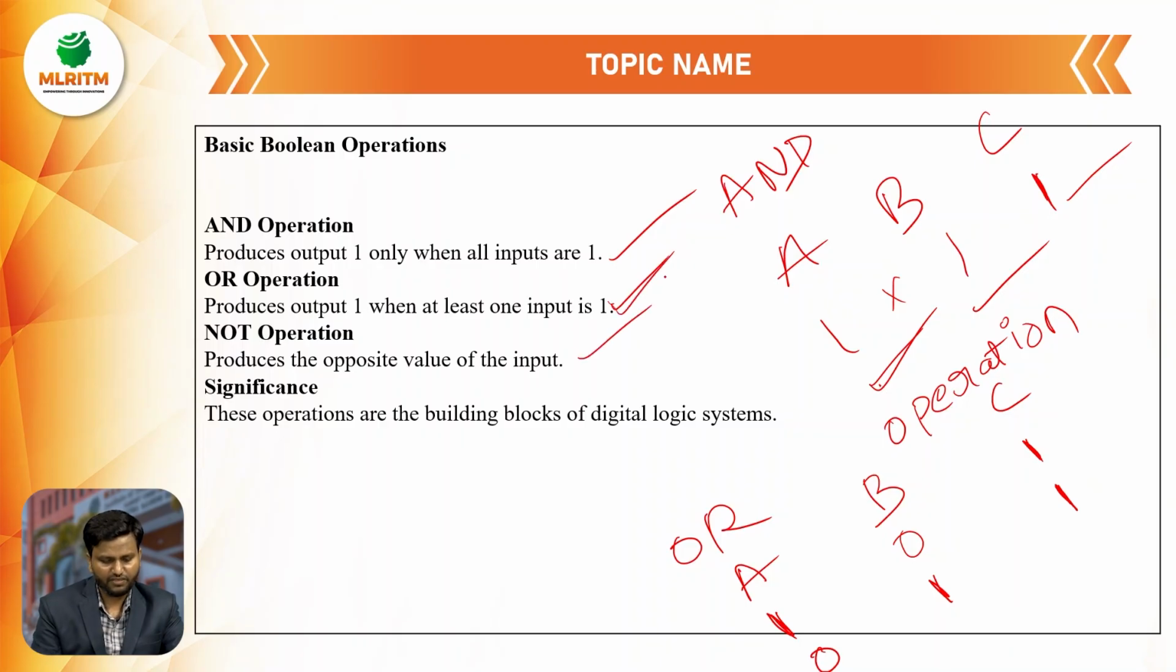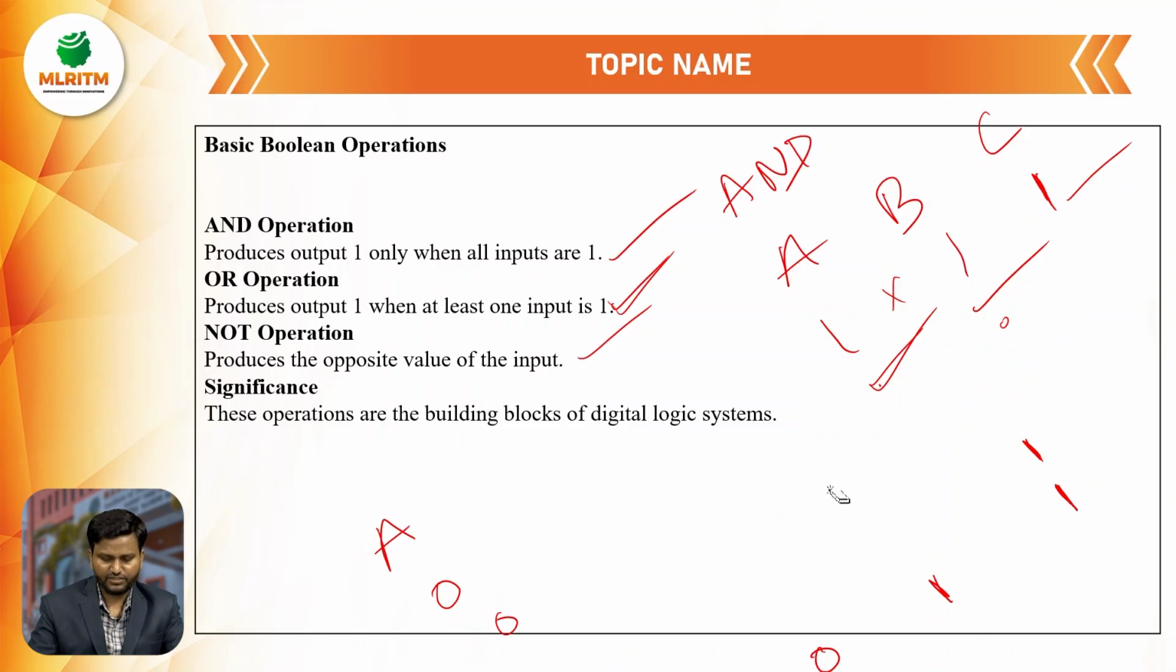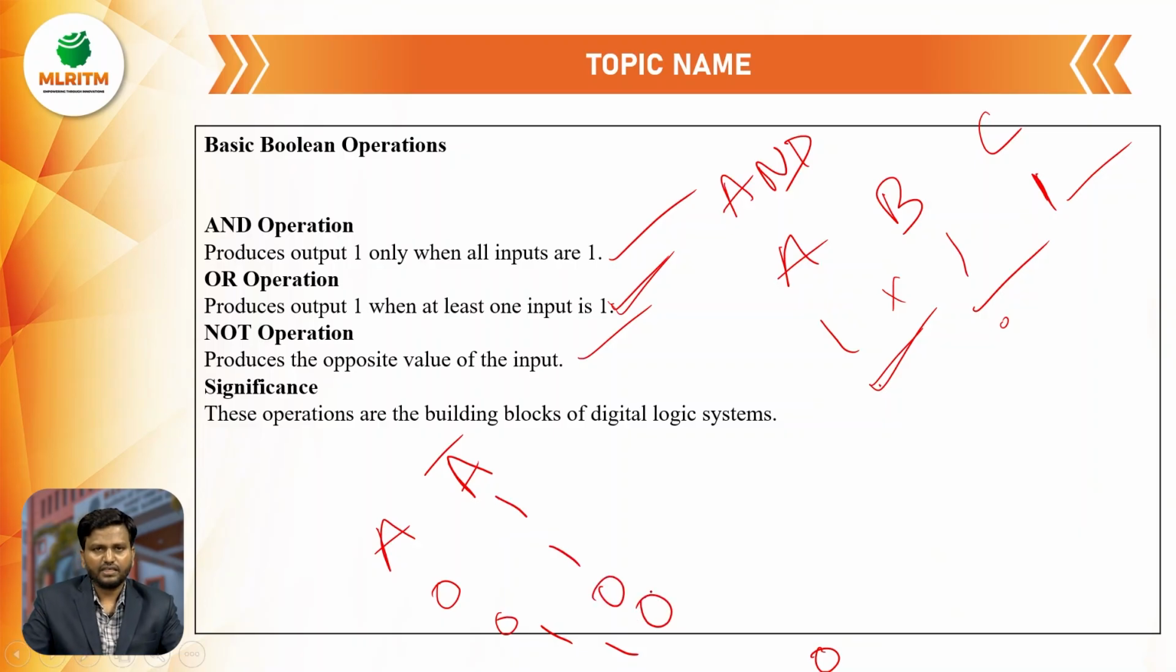And the NOT operation: like A values 0, 1. The A complement, or A negation, gives 1, 0. We can also call it the inverse: if A value is 0 it will be converted to 1, and if A value is 1 the A complement is converted to 0. The opposite is done. Significance: these operations are building blocks in digital logic systems.